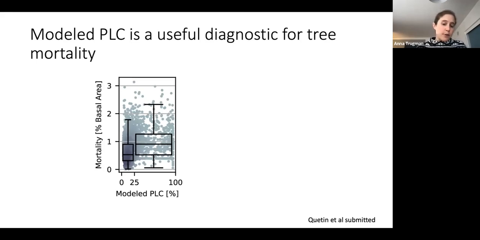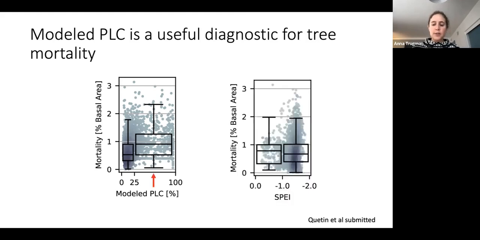And our plant hydraulics model actually did a good job capturing locations where there was elevated mortality using elevated plant percent losses in conductivity. And if we did this same exercise using a drought index like SPEI to try and identify grid cells where there should be elevated mortality, where more negative SPEI values correspond to more severe droughts, we actually didn't find any sort of difference in percent basal area mortality in the FIA.